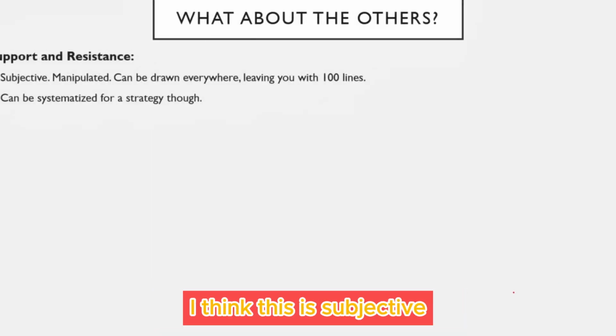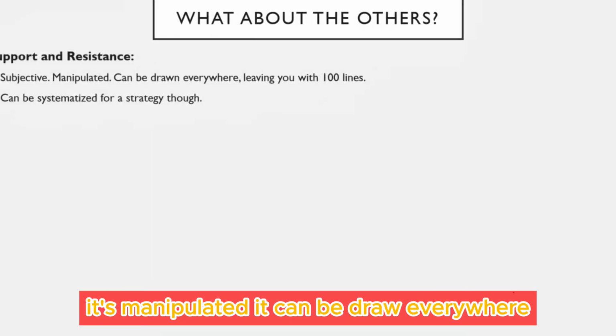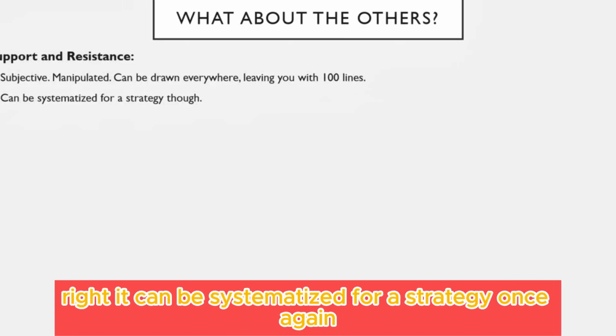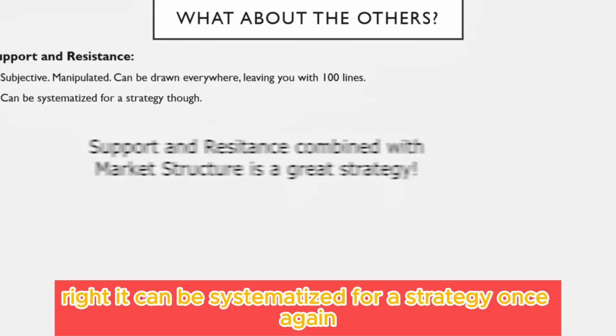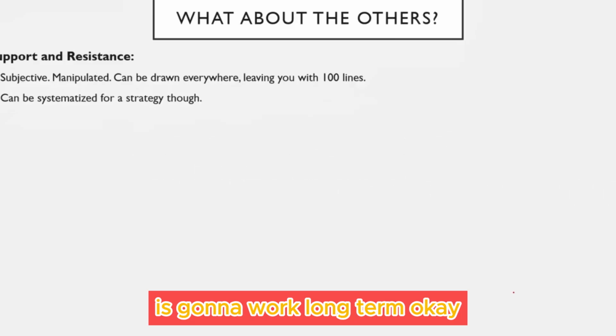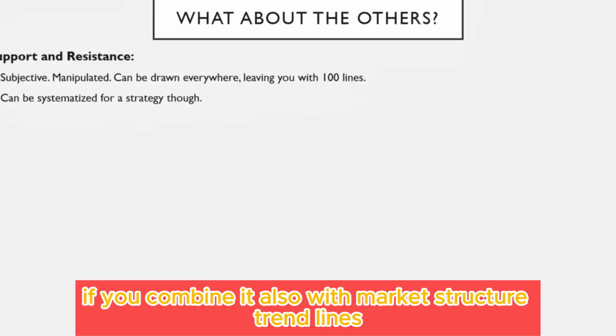I think this is subjective. It's manipulated. It can be drawn everywhere, leaving you with 100 lines and you don't know which line to trade, right? It can be systematized for a strategy. Once again, a basic support and resistance strategy that you execute over and over again is going to work long term, okay? If you combine it also with market structure.